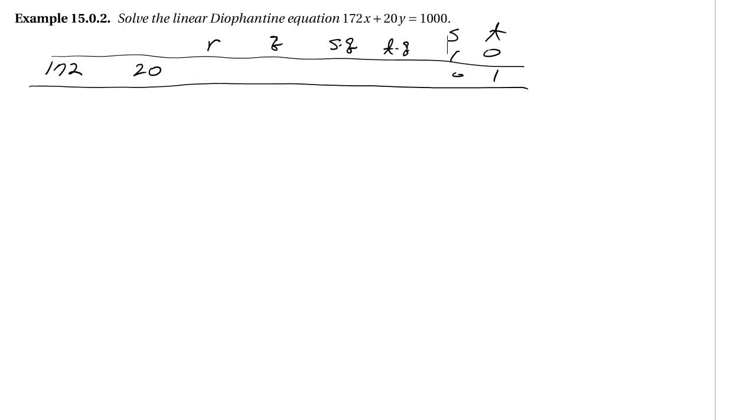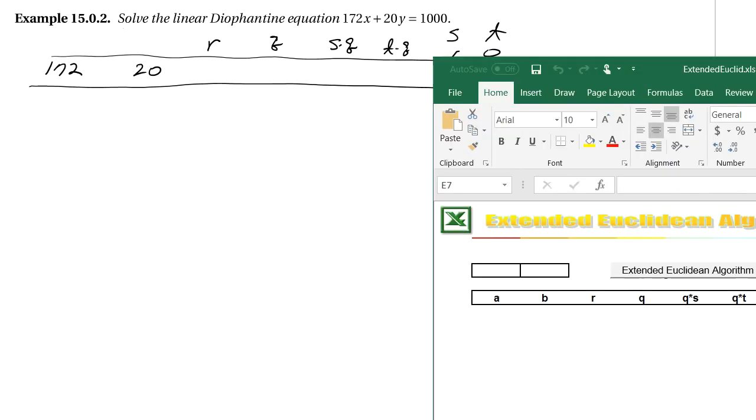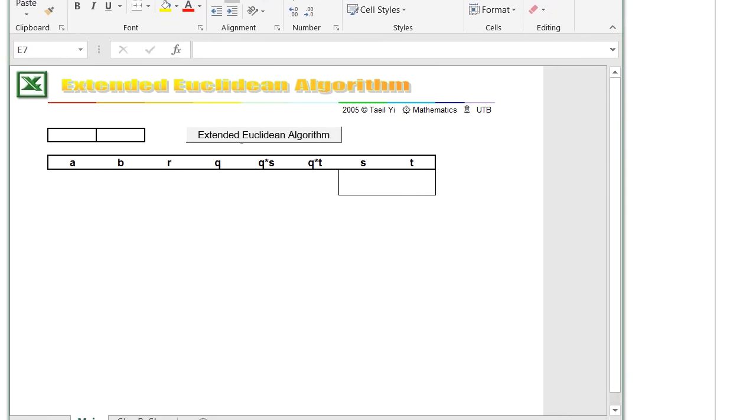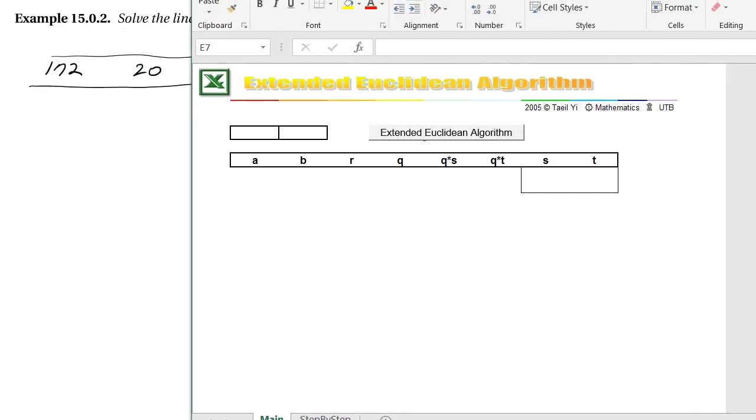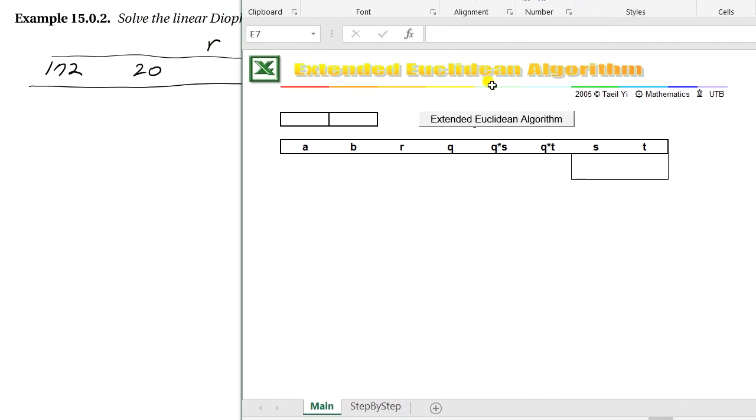Now please understand the situation. The reason that I'm using an Excel file is I want to speed up. But in your case, you have to use that Excel file just as a checking method, or some kind of guidance or hint. Don't just use it to get your answer. You need to practice with your own hands, so please do this one on paper.